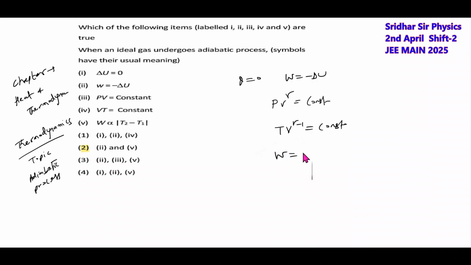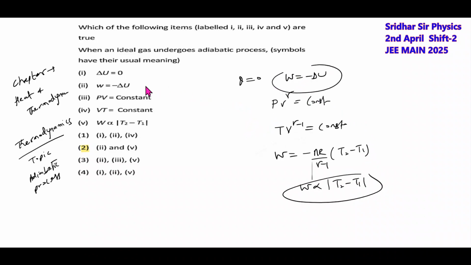And what is the work done formula? Work done will be equal to minus nR by gamma minus 1 times T2 minus T1. So work done will be proportional to mod of T2 minus T1. This is a valid thing. Delta U 0 is a wrong thing. PV to the power of gamma equal to constant is valid. TV gamma minus 1 constant is valid. So only these are valid, so we'll pick up this option. If you know the simple adiabatic process definition, you can manage here. I'll take the next question.